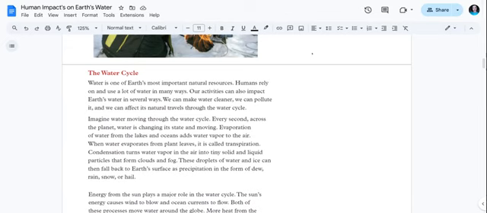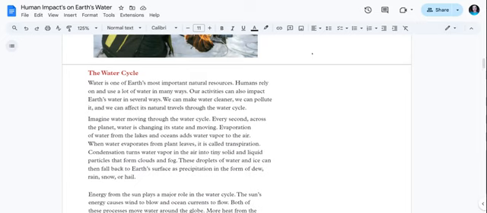The water cycle. Water is one of Earth's most important natural resources. Humans rely on and use a lot of water in many ways. Our activities can also impact Earth's water in several ways. We can make water cleaner, we can pollute it, and we can affect its natural travels through the water cycle.